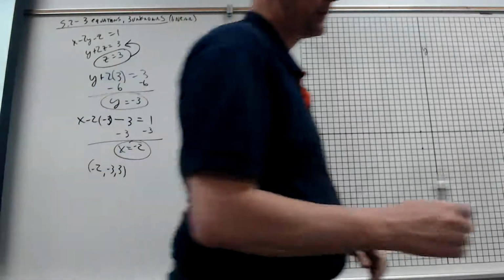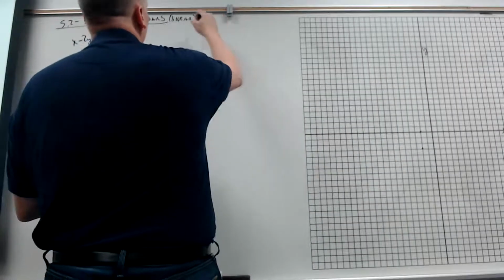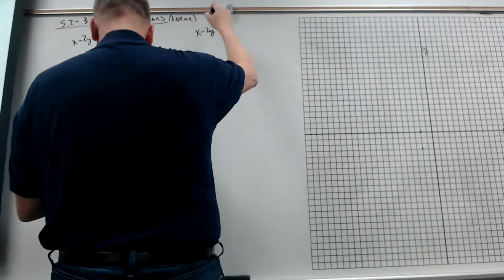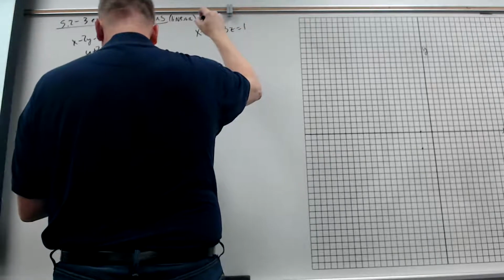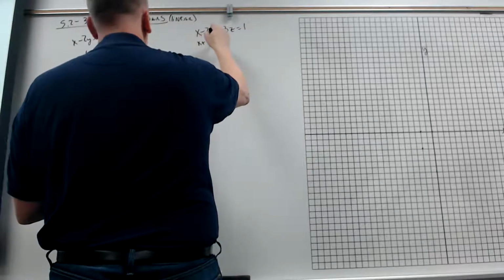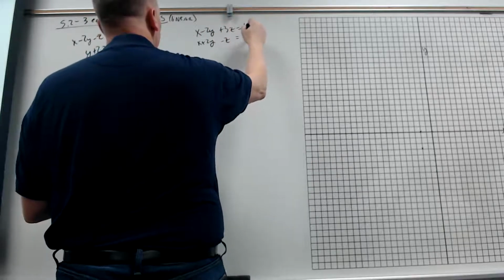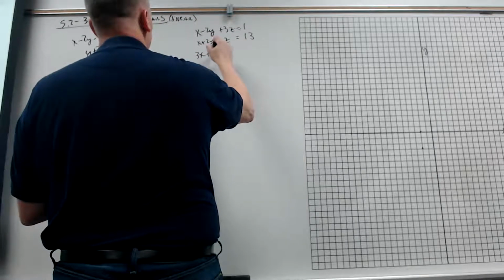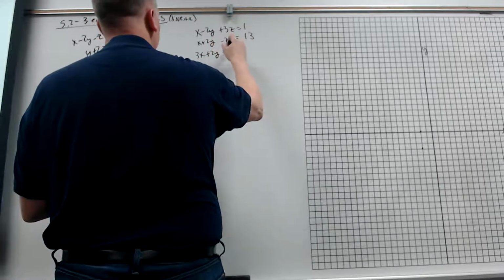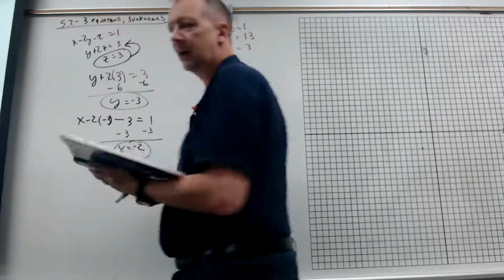Okay, how about x minus 2y plus 3z equals 1, x plus 2y minus z equals 13, and 3x plus 2y minus 5z equals 3. Okay?